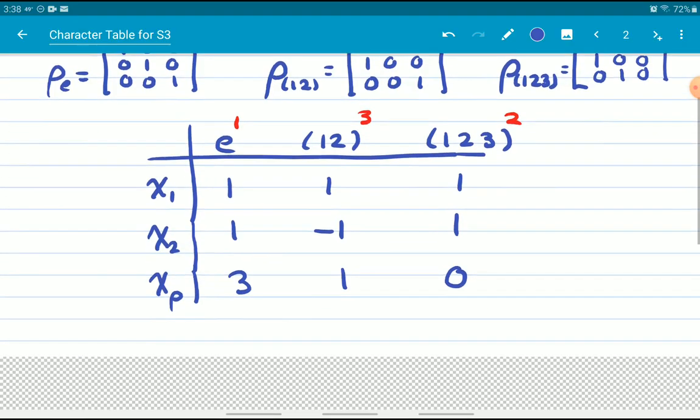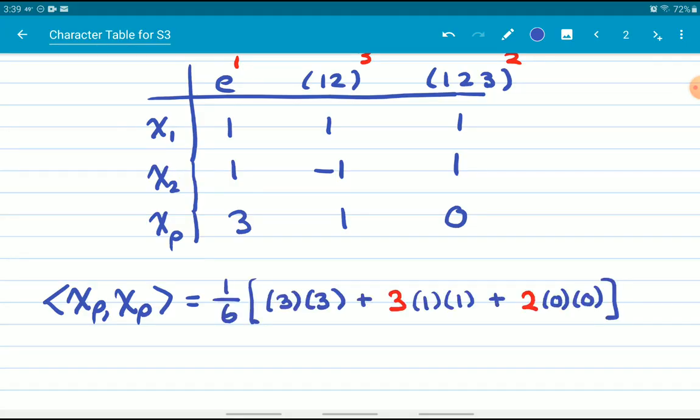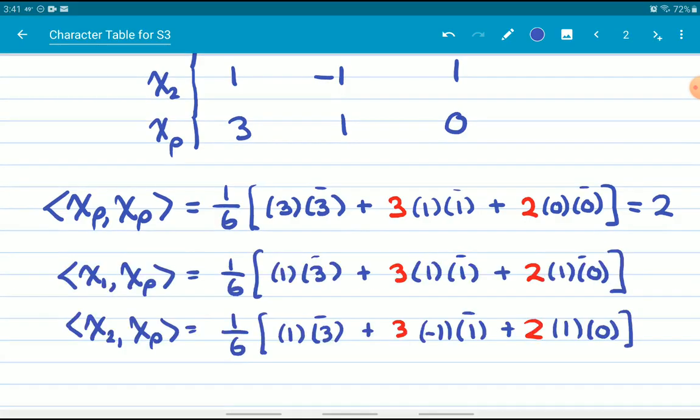Now, it turns out the standard representation is not irreducible. To see that, we can compute the pairing of its character with itself, which is that, which works out to 12 divided by 6, or 2. So rho is not irreducible. We knew that already. Let's compute the pairings with chi1 and chi2. That gives us this. Now we can work it out. This one's 1, this one's 0.